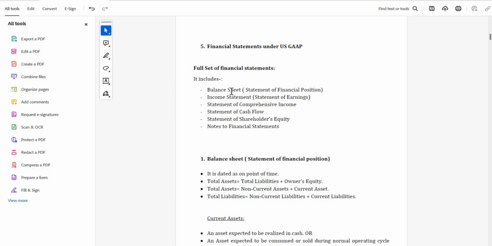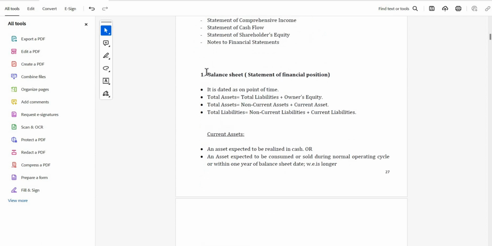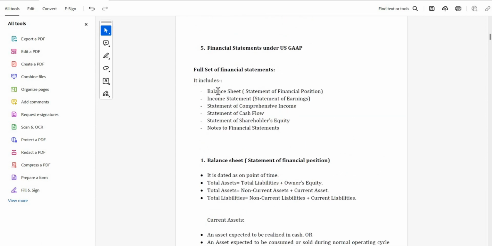So generally what we do is first we keep balance sheet, then income statement, then statement of comprehensive income, then statement of cash flow, then statement of shareholders equity, then notes to financial statements. We will study each and everything in detail.